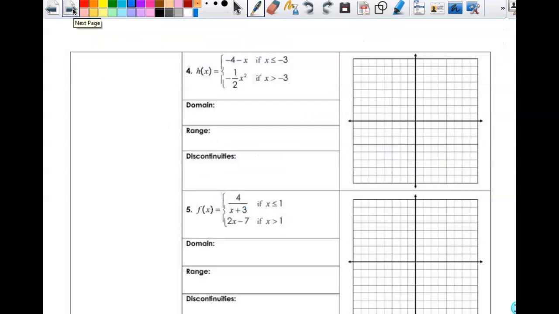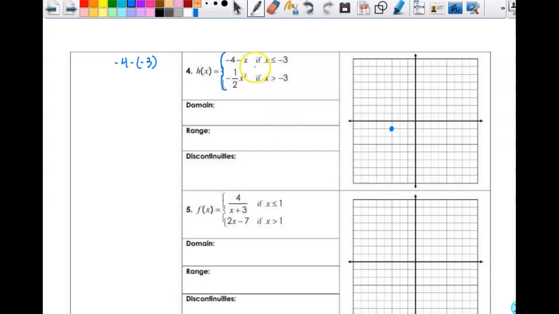All right, so let's look at number 4. All right, so I'm going to first calculate my endpoints. So x is less than or equal to negative 3. I substitute in negative 3 here. So I have negative 4 minus a negative 3. Don't mess up on signs here. That's going to give me a negative 1. So I'm going to go to the x value of negative 3 and negative 1, and it's closed because it's included.